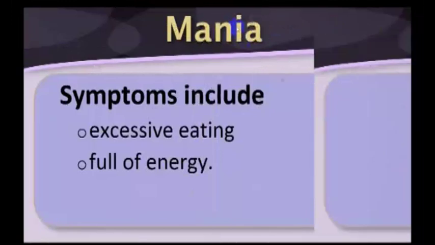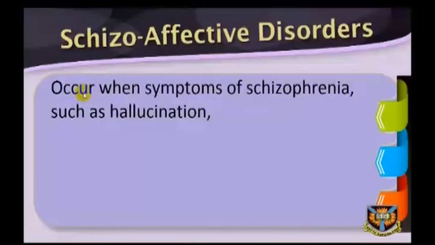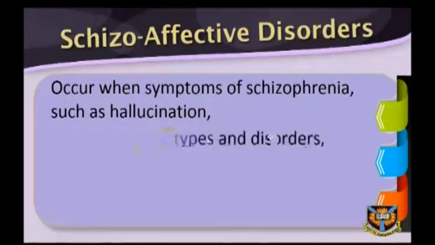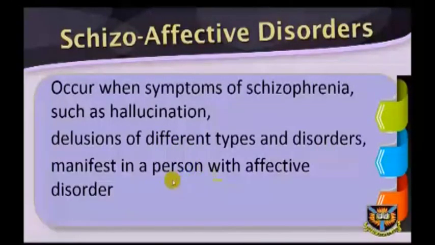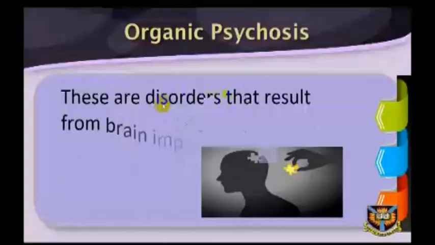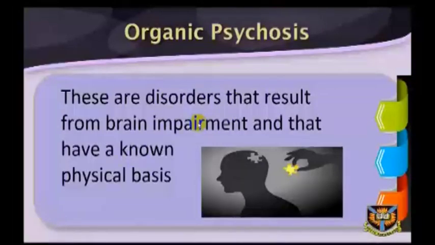Schizoaffective disorders. Schizoaffective disorders occur when symptoms of schizophrenia, such as hallucinations, delusions of different types and disorders, such as the ones discussed above, manifest in a person. Organic psychosis. These are disorders that result from brain impairment and that have a known physical basis.